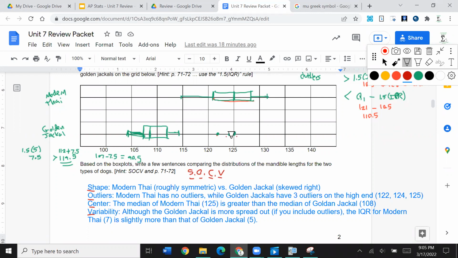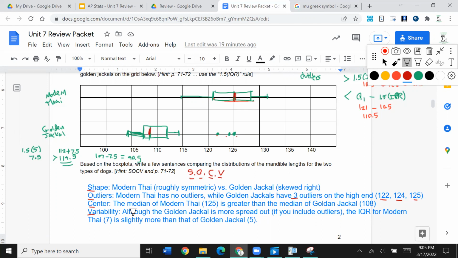Speaking of outliers, we want to include those in our description. So modern Thai has no outliers, but the golden jackal has 3 outliers, and list those outliers: 122, 124, and 125. I want to compare the centers. The medians are good measures of center. We don't have all the data, so we don't even know the means anyway, but for the medians, modern Thai has a bigger median than the golden jackal.